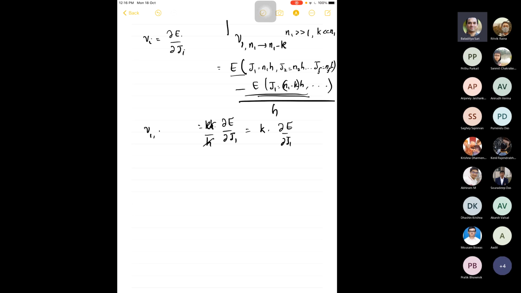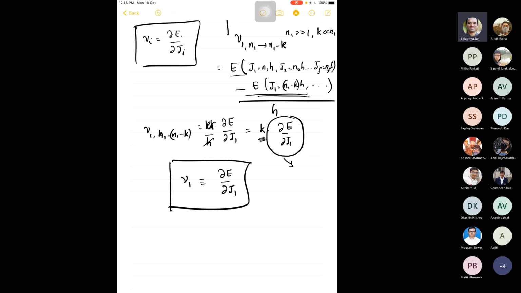So nu1 of N1 to N1 minus K is nothing but K times delta E by delta J1, and this is the Kth harmonic. That is how we interpreted it, and this is the fundamental frequency. Therefore, nu1 becomes delta E by delta J1, which is exactly the classical formula. So this is how the correspondence works. Basically, the classical results and the quantum results agree in the large quantum number limit. Any questions on this?